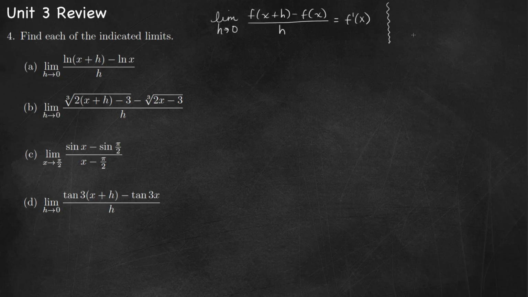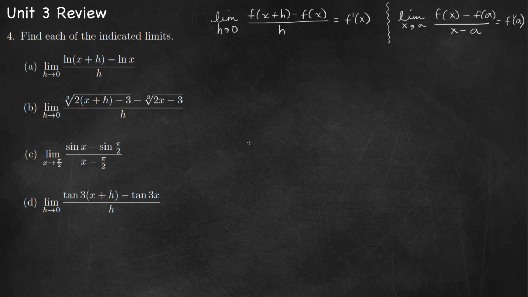Then we have the alternate definition of the derivative, which says the limit as x approaches a of f of x minus f of a over x minus a equals f prime of a. So we're going to be referring to those two definitions in order to solve these problems. Part A, we want the limit as h approaches 0, so it already seems like it's in the form of this first difference quotient that I wrote.